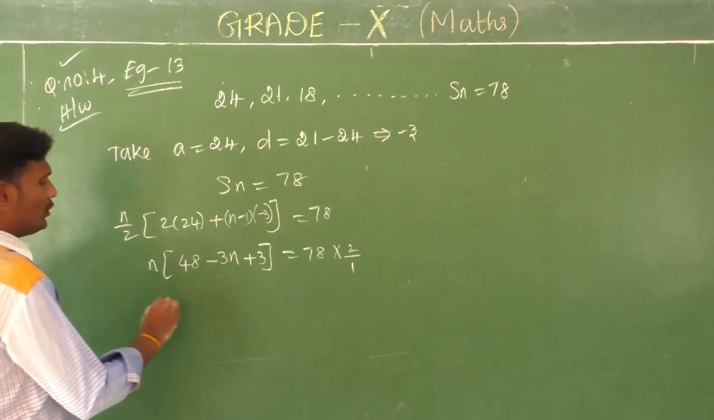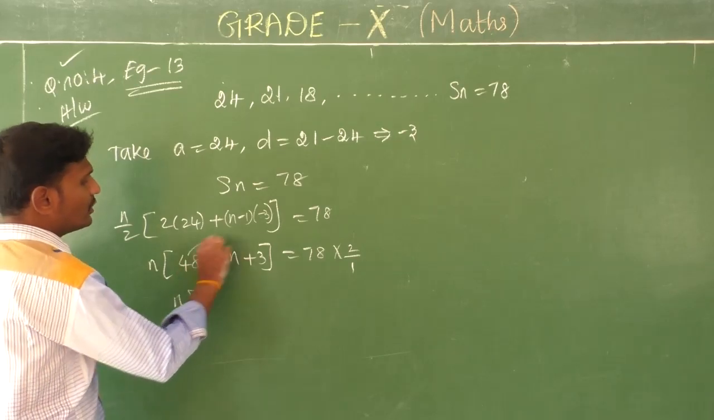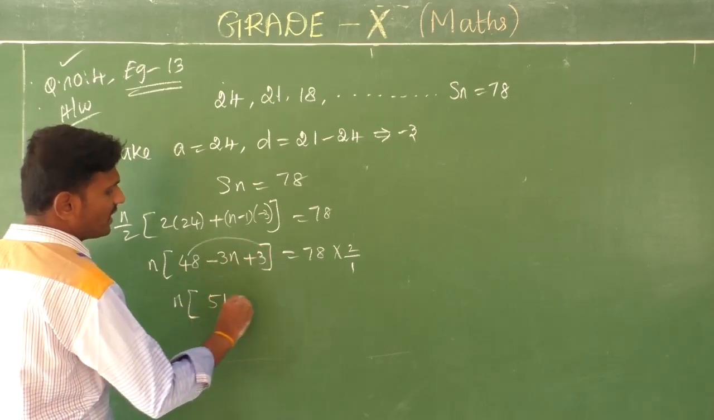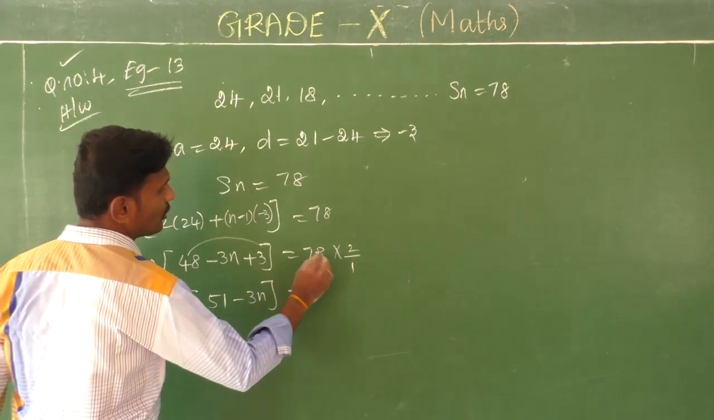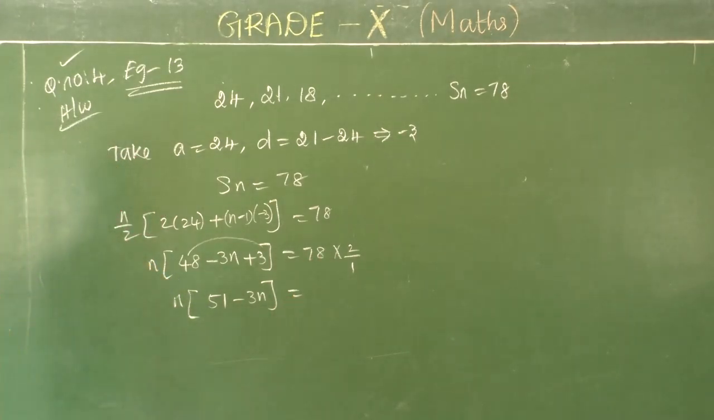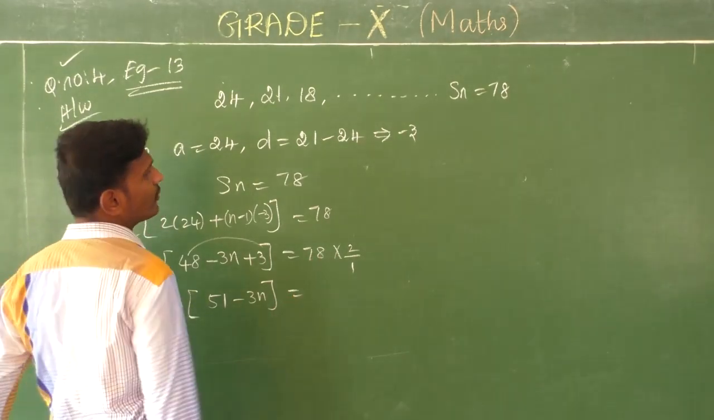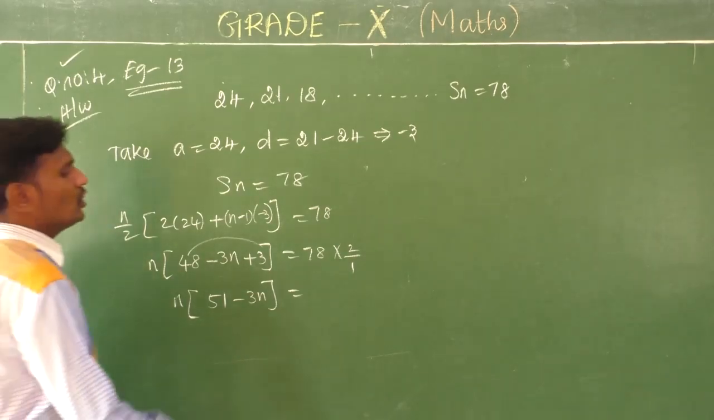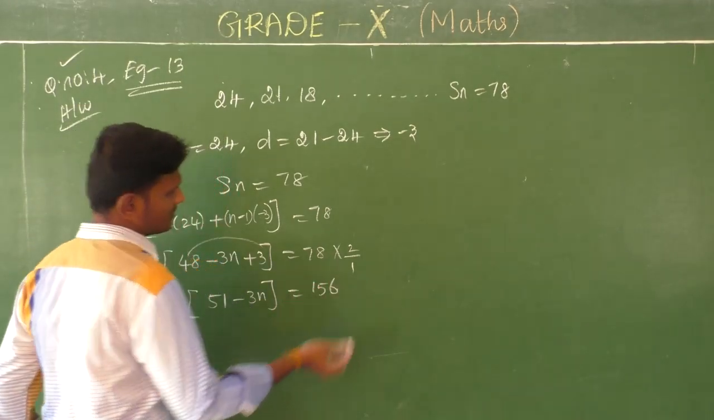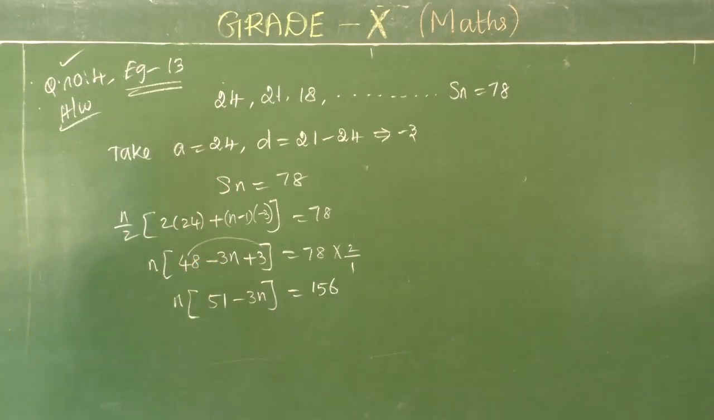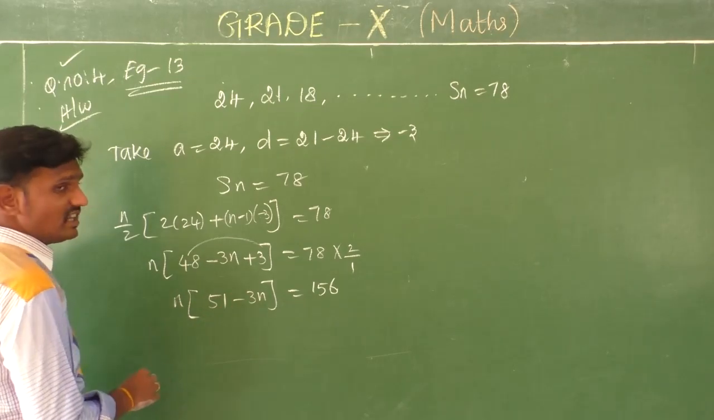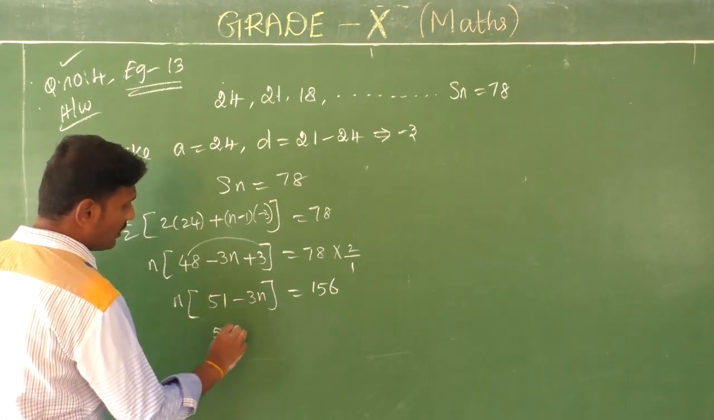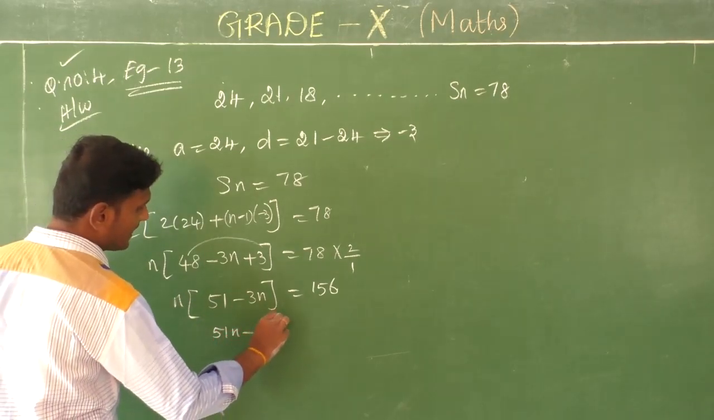Now we are going to multiply. n into 48 plus 3 is 51 minus 3n, which is equal to 78 twos. How much are 78 twos? 7 twos are 14, 8 twos are 16. So like that also you can split and multiply to get the answer easily. So it will come 156. And n you have to multiply inside the bracket, it will come 51n minus 3n square, which is equal to 156.